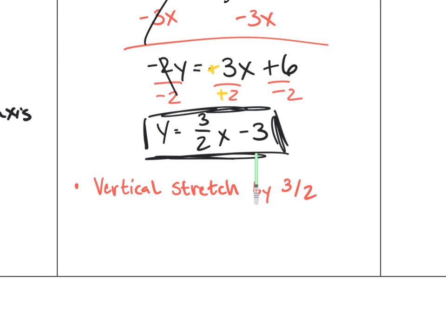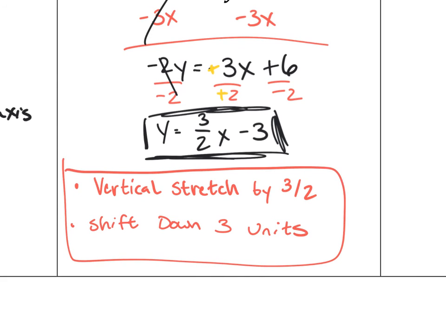Now, the last thing then is to look at your y-intercept. -3. Well, it's a y-intercept, so it's got to go up or down. Well, it's negative, so it goes down. Y'all got it. So it is a shift down 3 units. That is your final answer.